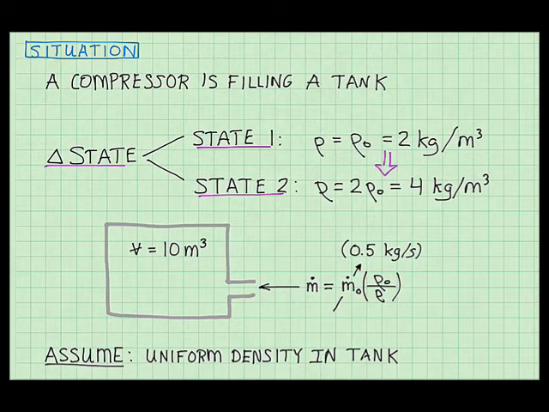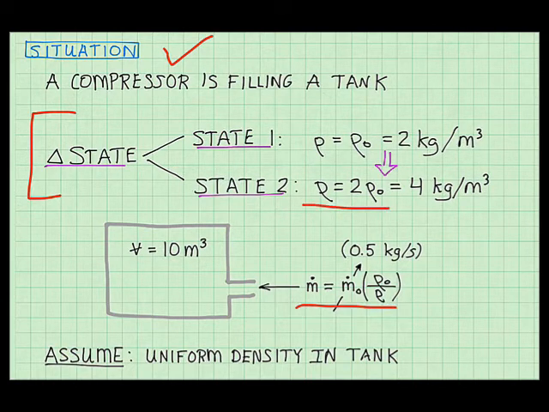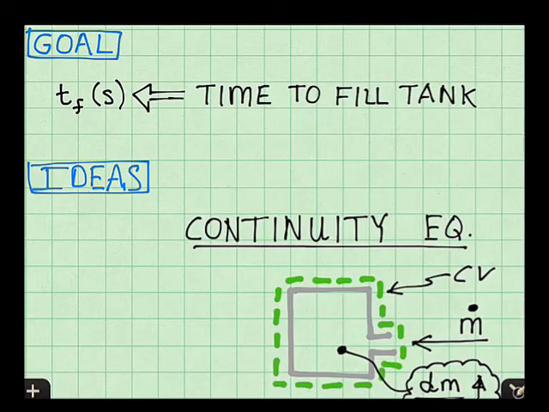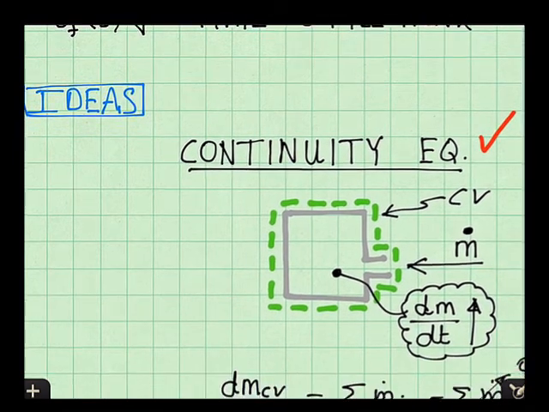Here's my documentation. Notice here how I clearly defined the change in state. And notice here and here, I introduce variables instead of numbers. The reason is that I've learned that this makes my algebra a lot easier as I go through a problem like this. Here's my goal. To reach my goal, I'm going to apply the continuity equation.